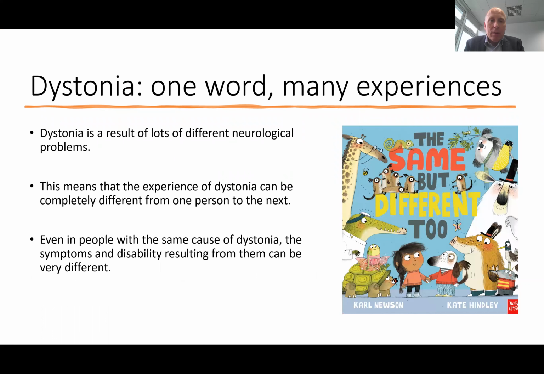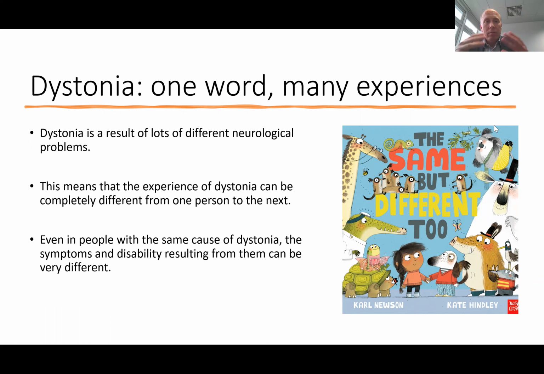So dystonia is just one word, but there are many different experiences that people have with dystonia. And that's because dystonia is actually the result of lots of different neurological problems. So that means that one person with dystonia, their experience might be very different from another person with dystonia. And that's because the actual problem that's happening in the brain that's causing the dystonia is different. But actually, even in people who've got the same cause of dystonia, sometimes the symptoms and the level of disability can be quite different from one person to another.